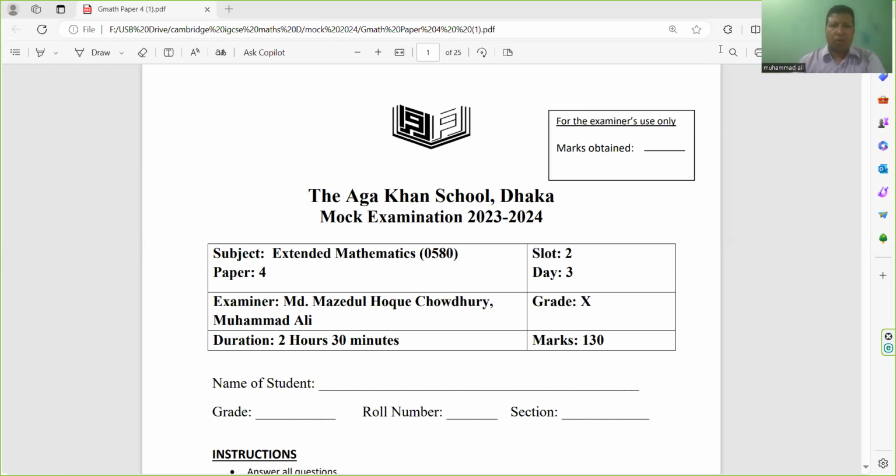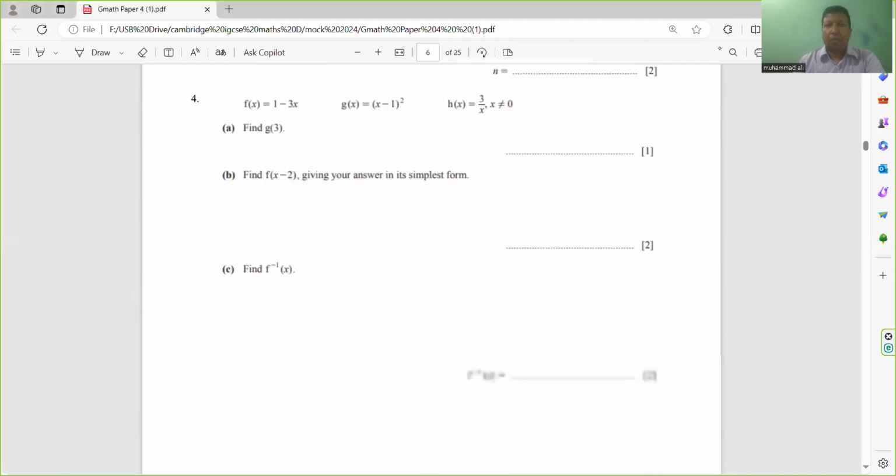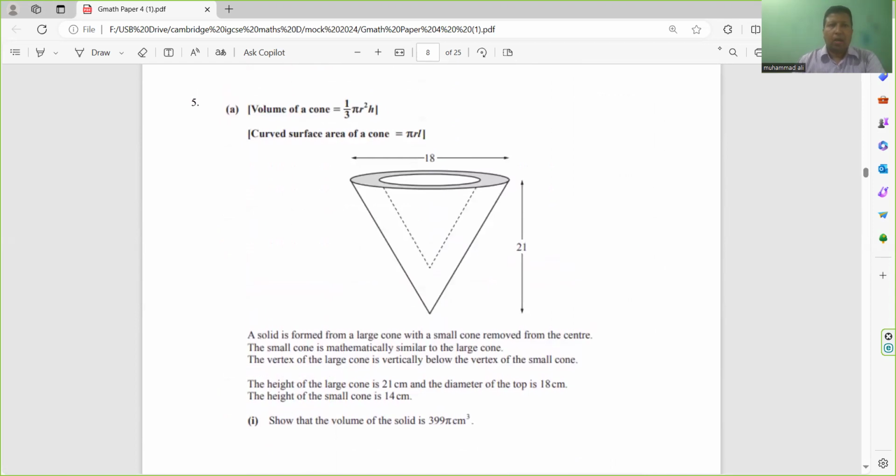Today we try to solve one question from this paper, and this question is from the Mensuration chapter. Here given 5a, volume of a cone equals 1 by 3 pi r square h. We know this formula. And curved surface area of a cone is pi r l.